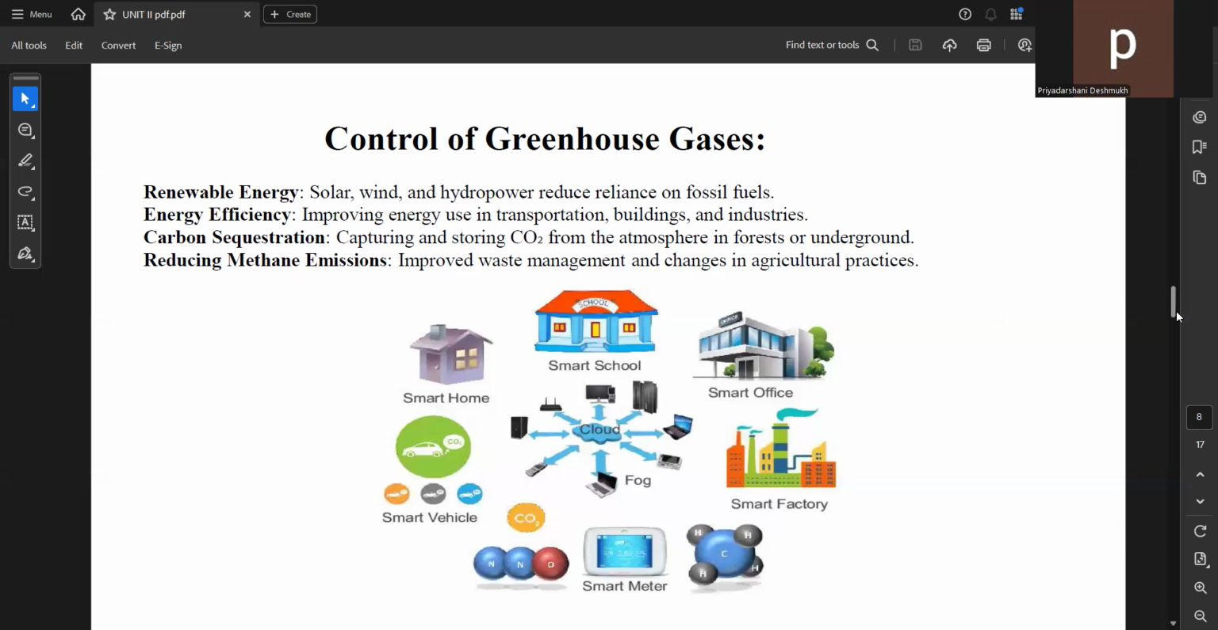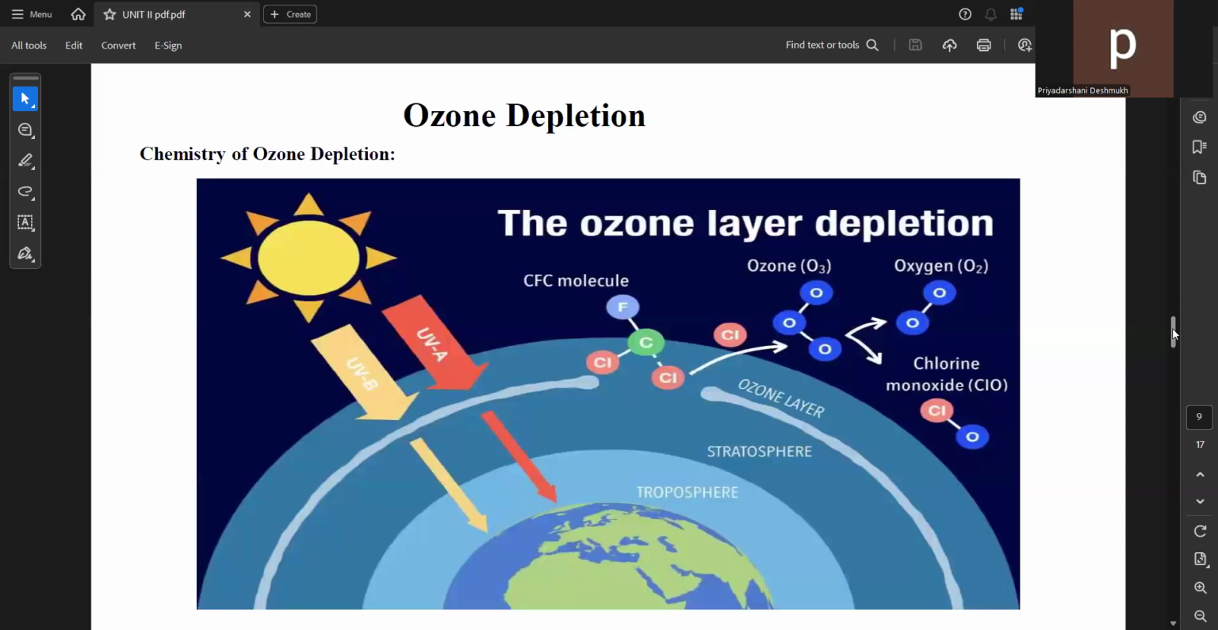The next is reducing methane emission. Also, as with the CO2, we are going to research how to minimize it. The same way we have to reduce this methane gas also, because it improves the waste management and changes the agriculture practices, because the main cause from where we get the methane is agriculture. So the next one is ozone depletion.